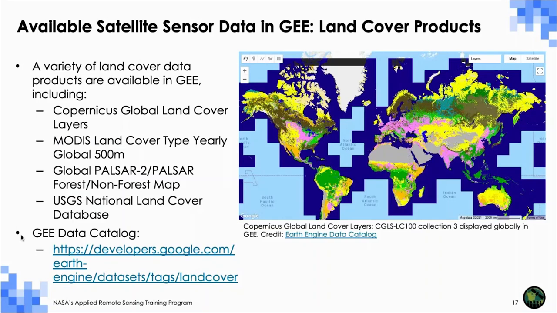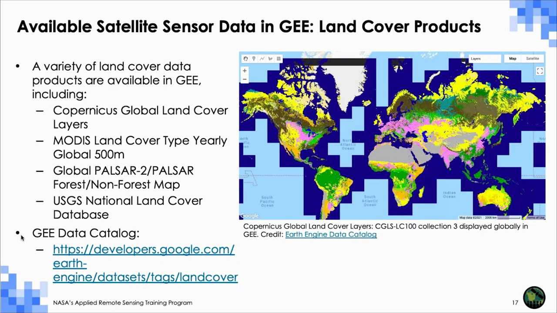So I briefly mentioned this on the MODIS slide, but there are also a variety of processed land cover layers available in Google Earth Engine. I've shown an example of one here on the right. This is the data from the Copernicus Global Land Cover Layer dataset. And there are also layers displaying the MODIS land cover data type product, maps of forest versus non-forest area derived from PALSAR data, and access to the USGS National Land Cover Database layers.